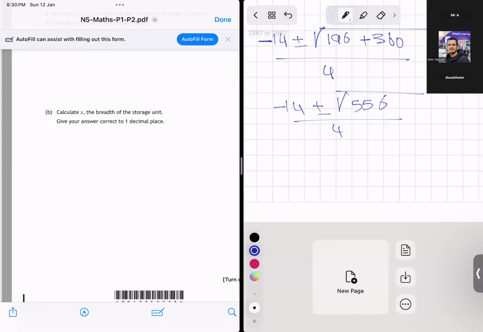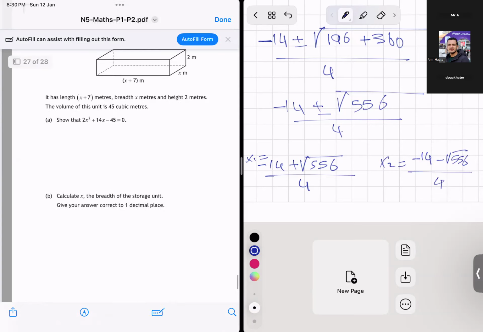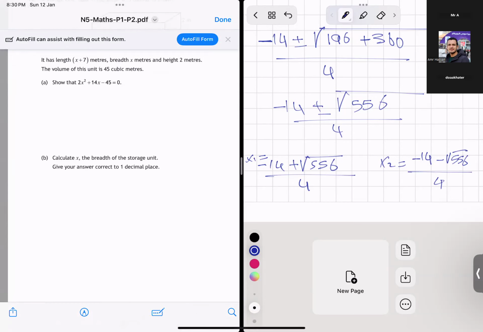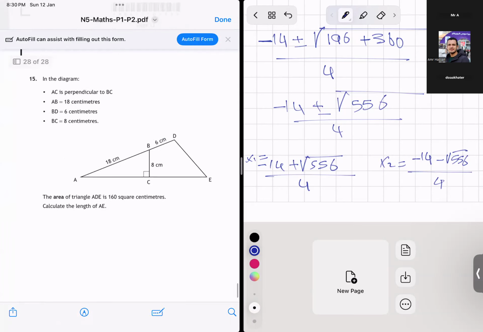So I have a couple of solutions. The first one is negative 14 plus root 556 divided by 4. Let me assume this part is x1. x2 is going to be the same thing: negative 14 minus square root 556 divided by 4, right? Yeah. But he asked me to write it in a decimal, which makes sense. In this case, you have to use your calculator to be able to get it. Okay. This one clear for you? Yeah. Do it again or understand it?